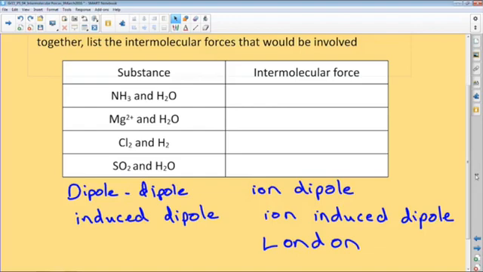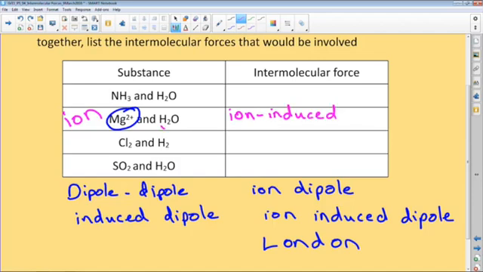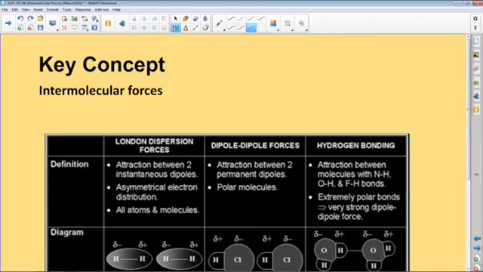Okay, type of intermolecular force. I'm going to use the second one, Mg2+ and H2O. Your Mg2+ is an ion. Remember we ask ourselves the question, are there ions? Yes or no? Yes, there's an ion. So what sort of force should we expect? We should definitely expect an ion-induced, okay? But now I just want to double check what's happening with this H2O. For that, you need to have your periodic table.